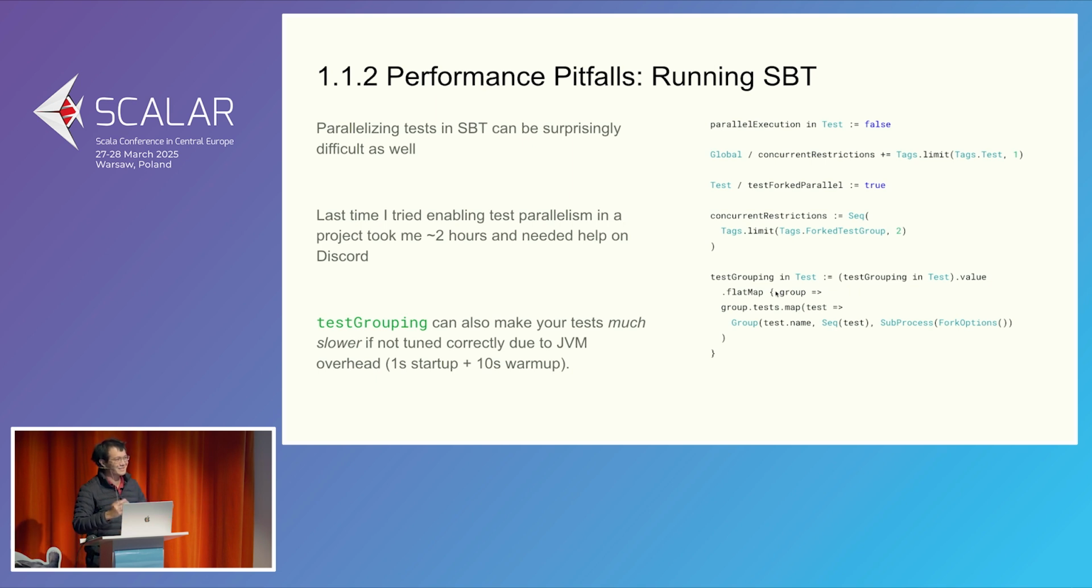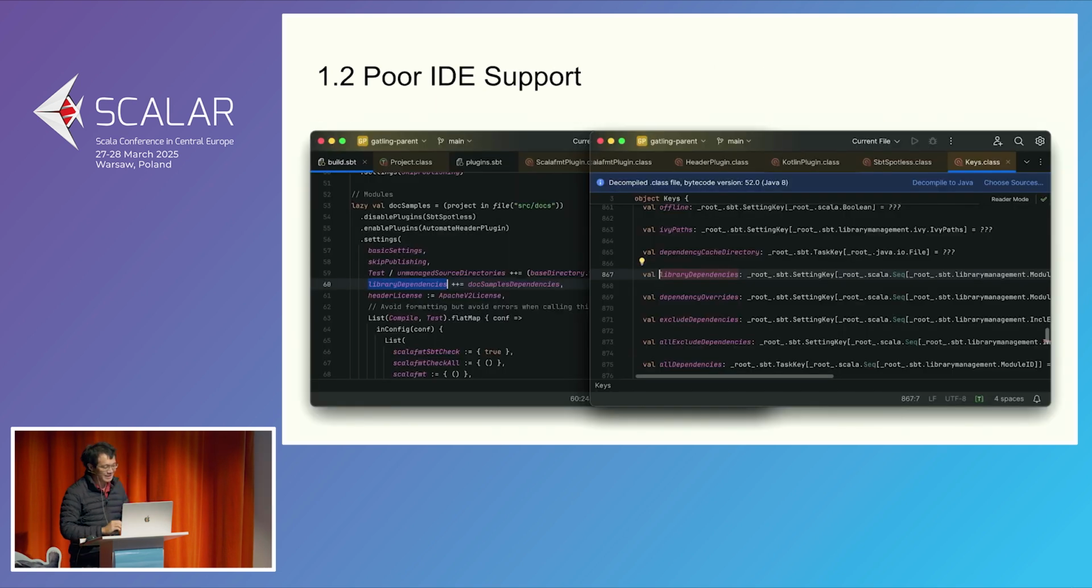In the end, it took me about 2 hours to turn on parallel tests on the repo, and I had to ask for help on Discord because I couldn't figure it out, and ChatGPT also couldn't figure it out. If you do it wrongly, it gets much, much slower. Test grouping is very dangerous. If you use it in the right place, it gets much faster. Use it in the wrong place, it gets much slower. And it's up to you to figure out which one is which. So it's tricky.